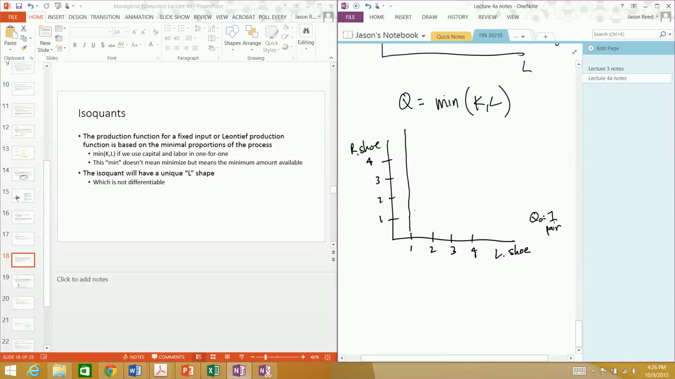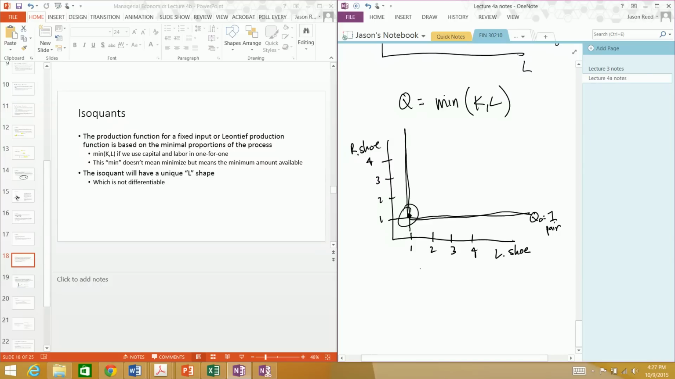Essentially, we could have as many right shoes as possible, and we can still only make one pair of shoes. And if we had one right shoe and as many left shoes as possible, we still can only make one pair of shoes. So the intersection of these two lines gives us the isoquant that we want. Again, it's the minimum amount that we have.